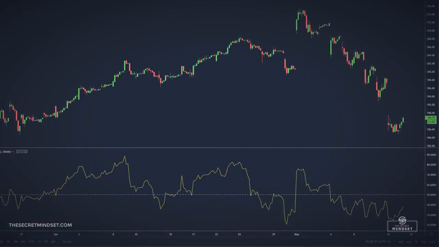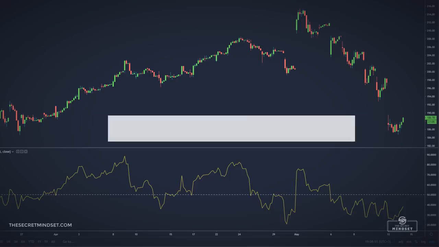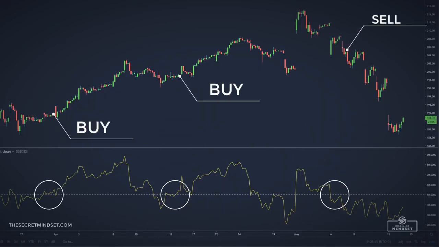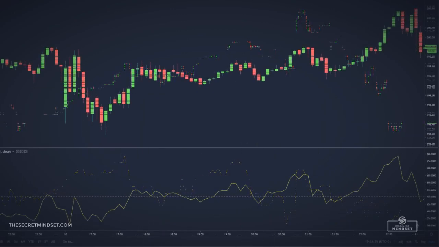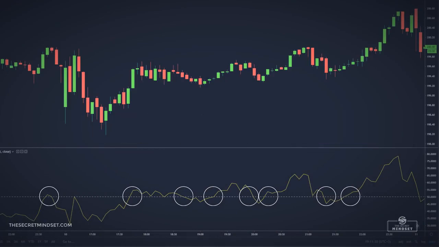But here is what you need to know. During trending conditions, the RSI indicator will offer very good signals. If you look at this Apple chart, you can clearly see some excellent signals. But what about when the markets are not trending? You would get chopped out. So try to use this technique when the markets are trending.